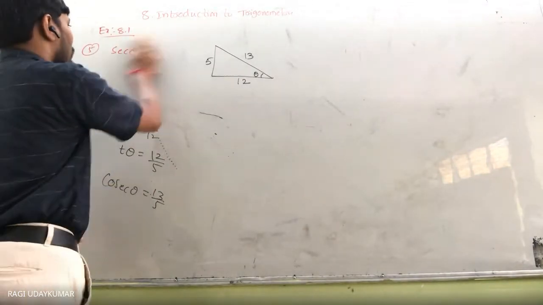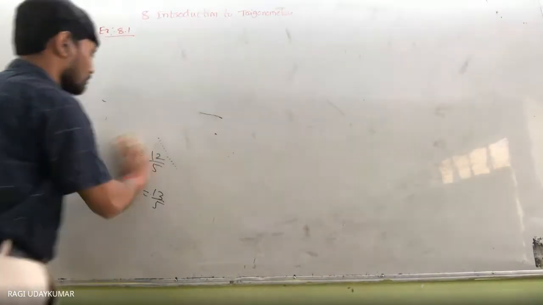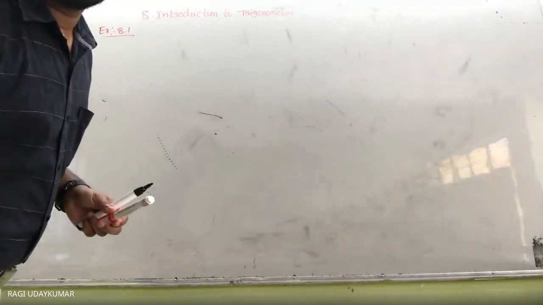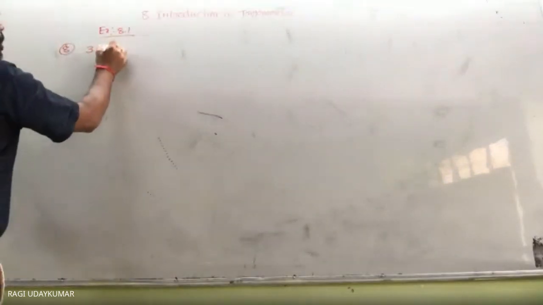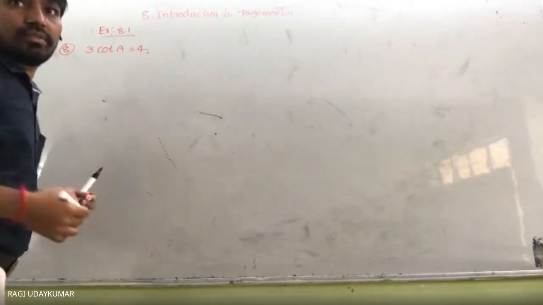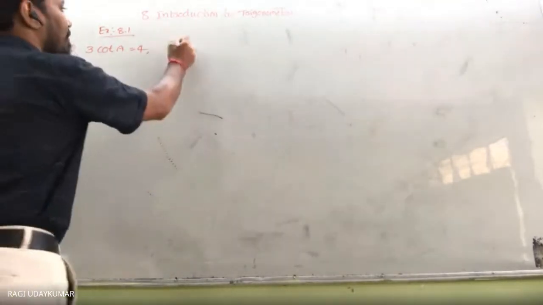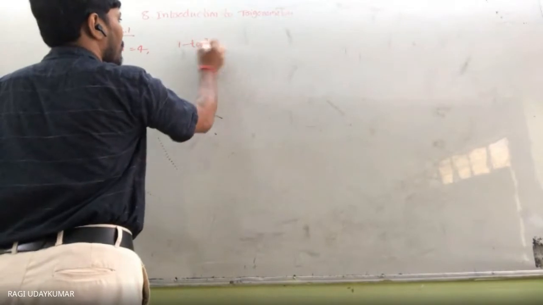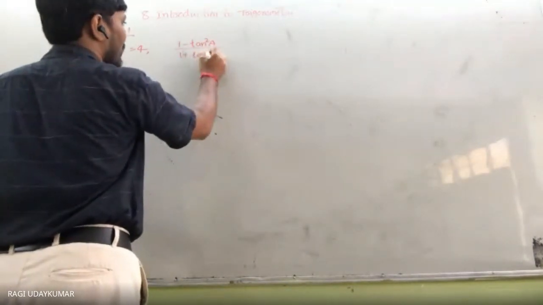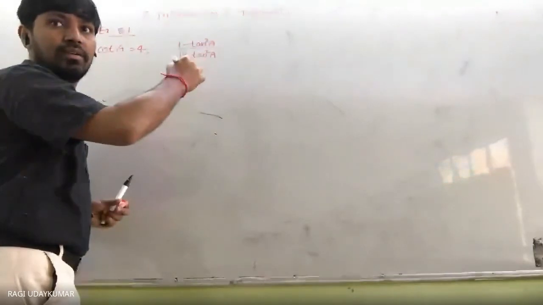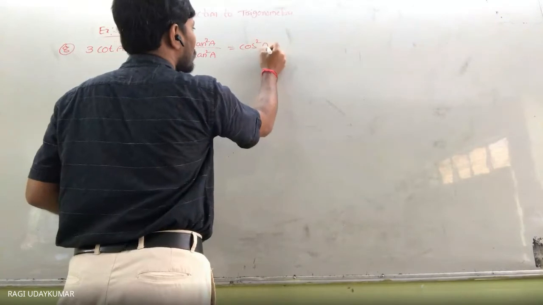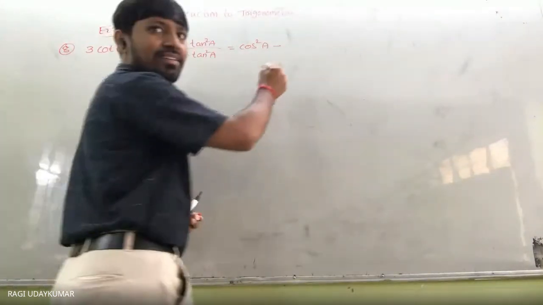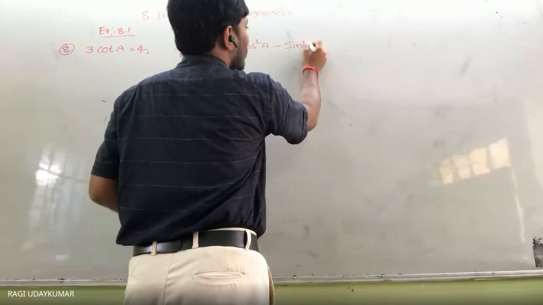Next, let us move to the next, 8th question. Look. 3 cot A is equal to 4. 3 cot A is equal to 4. And check whether 1 minus tan square A by 1 plus tan square A is equal to cos square A minus sin square A, isn't it? Actually, this is an identity.